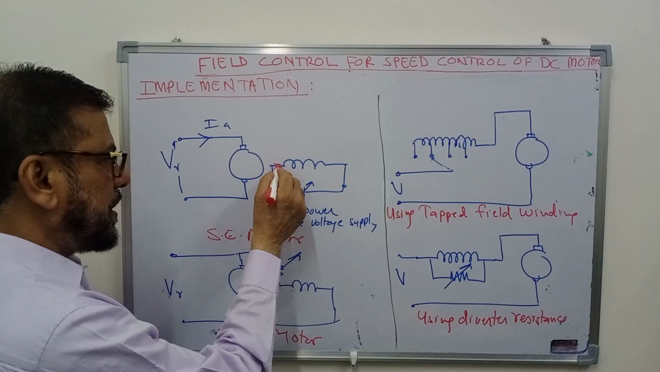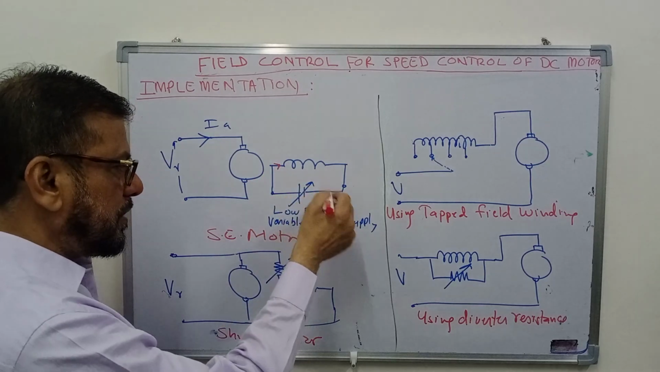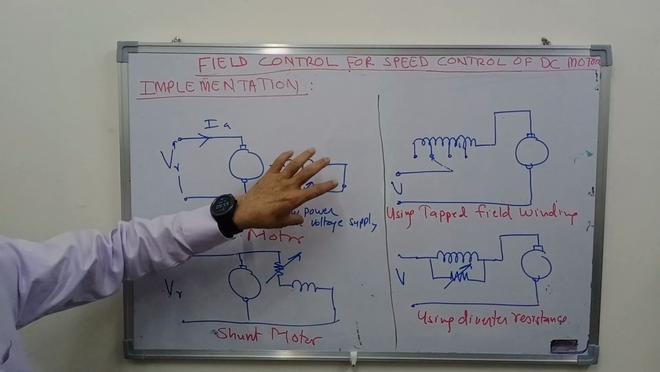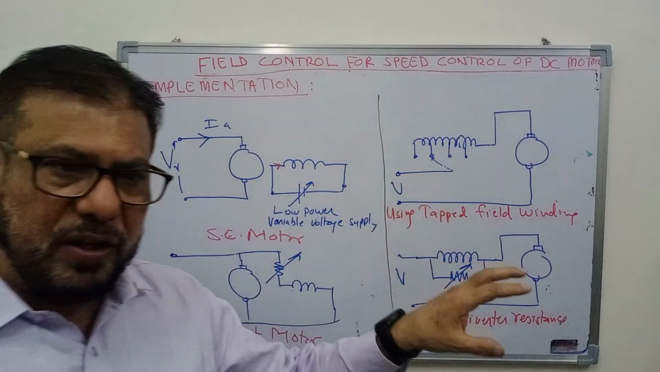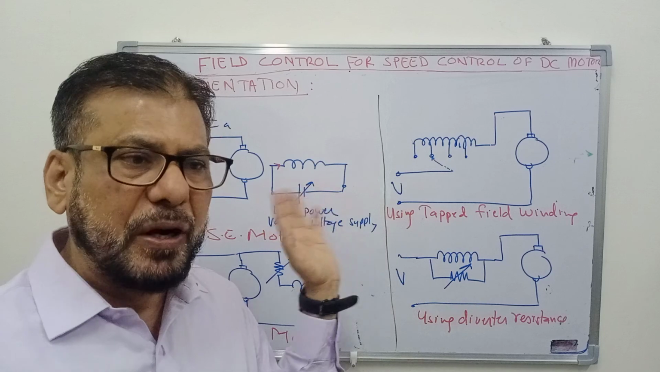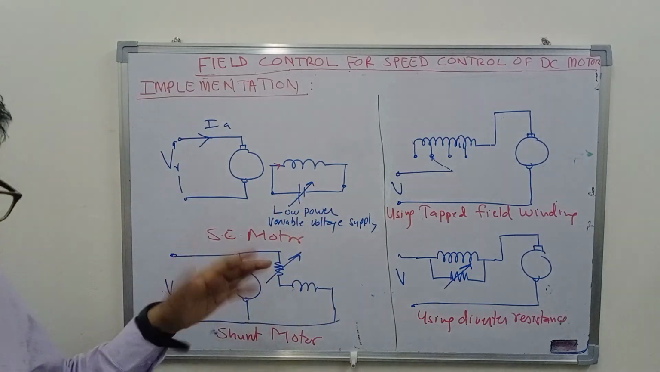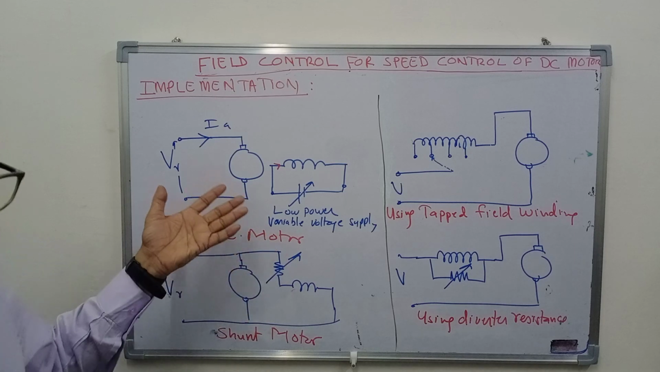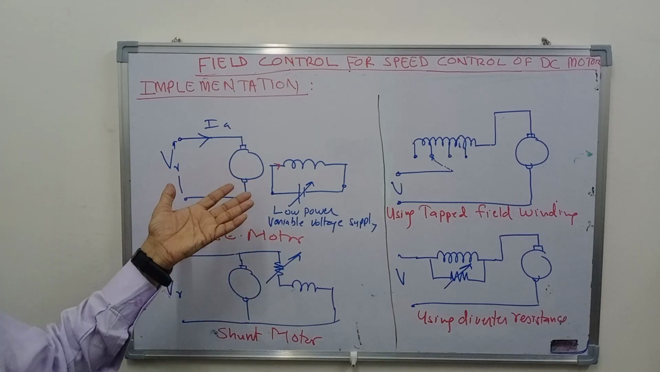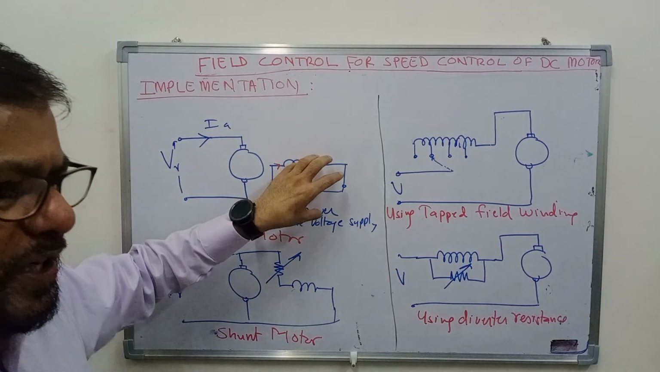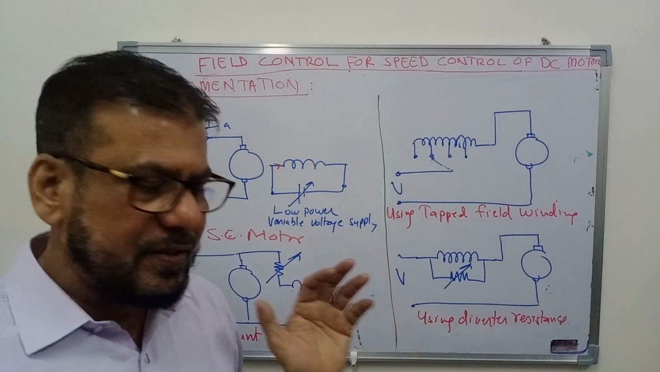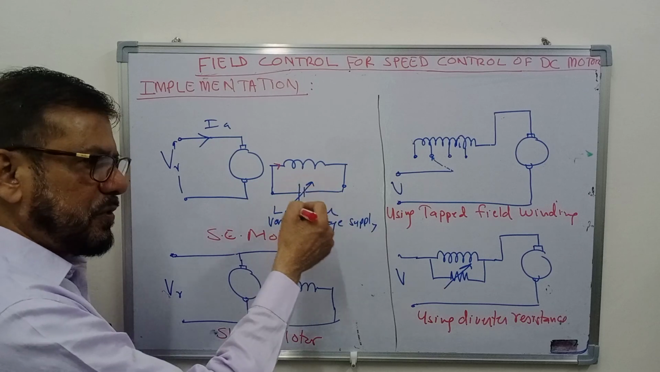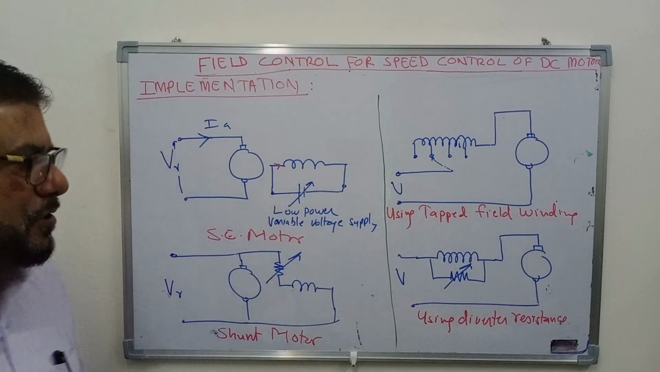So what you can do here, you can connect a small power variable voltage supply, because the power involved in the field winding is very small as compared to the rated power of the motor. It may be less than 1% of the rated power. Suppose the machine is of 100 kilowatt, the power required here is only 1 kilowatt or less than that. So a less power rating variable voltage supply will be required here.